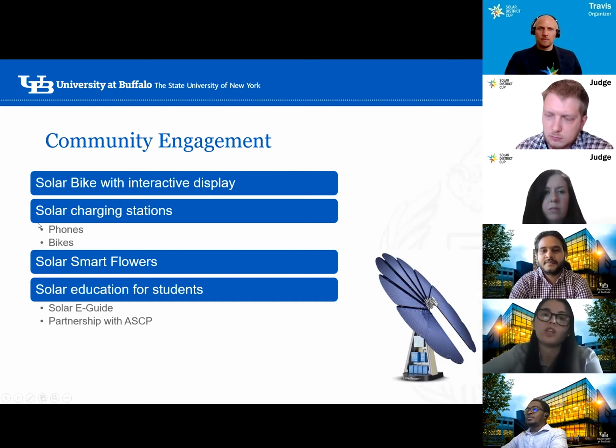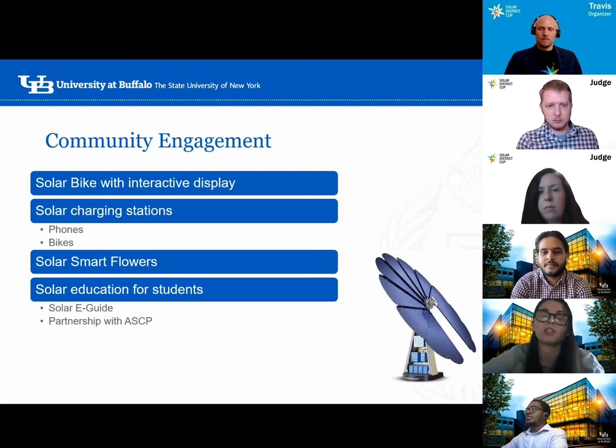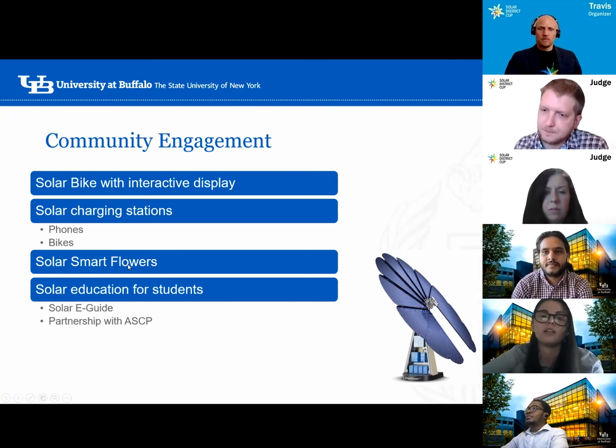Second, we will have solar charging stations across the campus for any phones and other electronics, and they will also serve as a bike rack, which is really great for the Auraria Higher Education Center since they do want to expand their bike network. Additionally, we will have solar smart flowers on the Denver side in the open space behind the Denver Performing Arts Complex. And then finally, we do want to increase the amount of solar and renewable energy education available for students. So we will be creating a solar e-guide in partnership with the Auraria Sustainable Campus program.